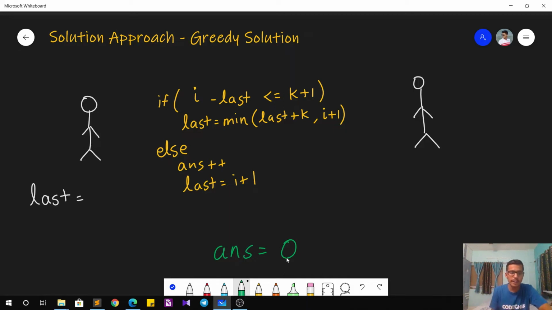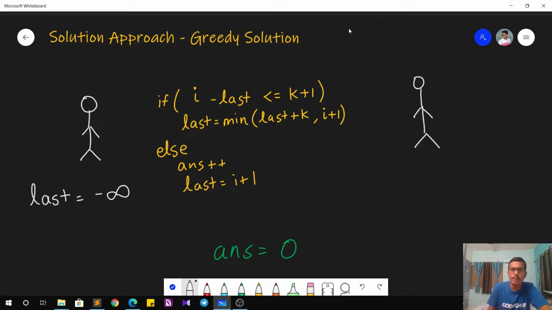And also another variable, that is last, which tells me the position at which my just previous person is standing. Okay, so if I am at some index I, then I need to know, for that particular person, where the previous person was standing. So that is stored in the variable last. Initially there is no person standing, because we have not seen any person, so the value will be some very negative value. So let's say minus infinity.